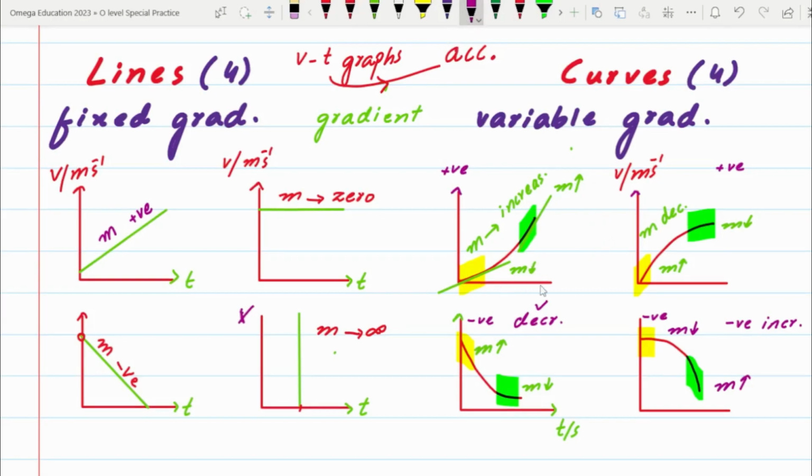So let me pick up a random one, for example this one. I ask you about the acceleration. What is the acceleration for which the velocity time graph is given like this? You say first of all the acceleration is negative because the line is sloping downward. Since the acceleration is not constant, it is a curve, and the acceleration is increasing. So the acceleration is negative and increasing.